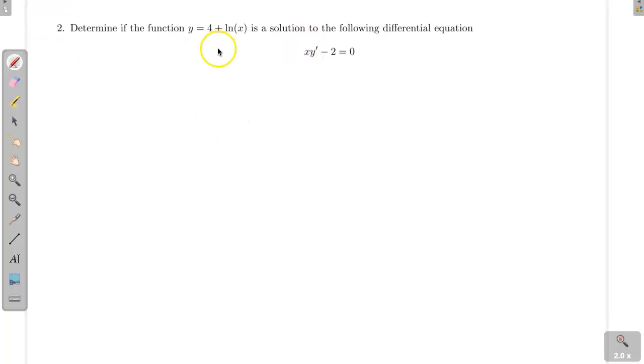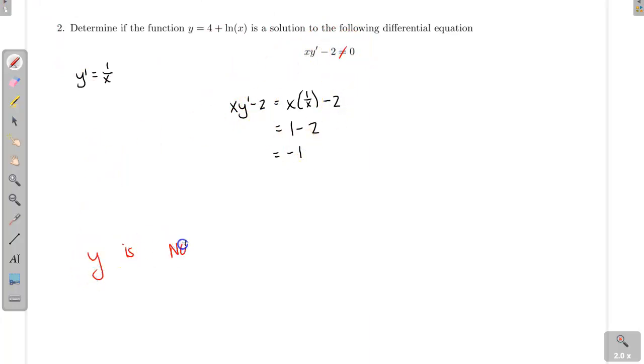All right, for the next problem, same thing. We're given a y, we're given a differential equation, and we want to know if it's a solution, so we have to plug everything in here. Really, we just need y prime. So y prime, derivative of 4 is 0, the natural log of x is 1 over x. So I take the left-hand side, x y prime minus 2. y prime is equal to 1 over x. x times 1 over x, the x's cancel, and I get negative 1. So the left-hand side here is equal to negative 1, which is not 0. So this doesn't work. So y is not a solution.